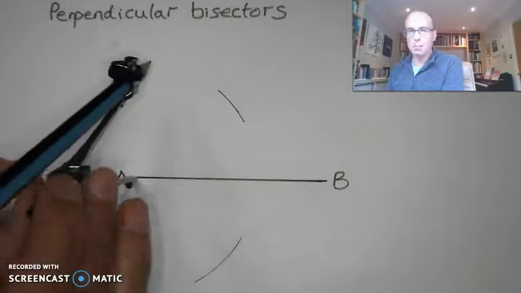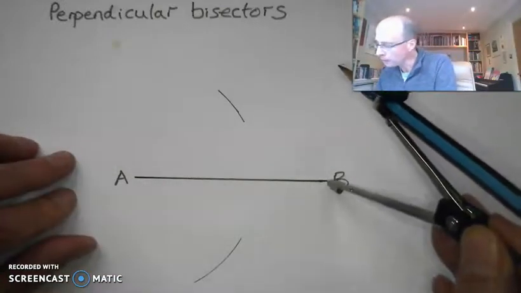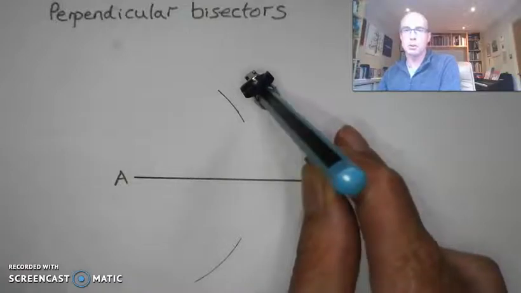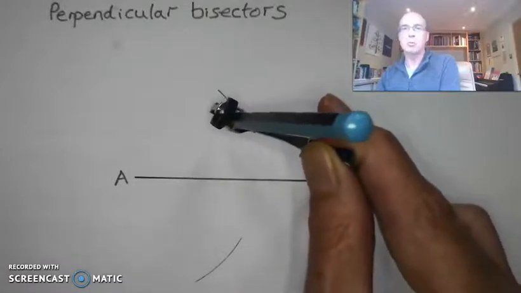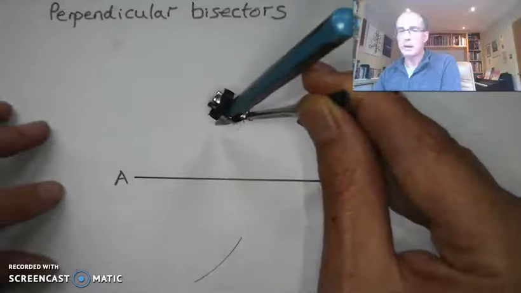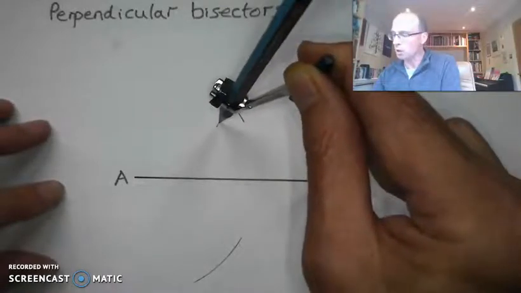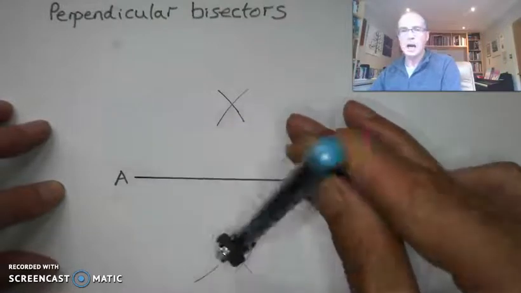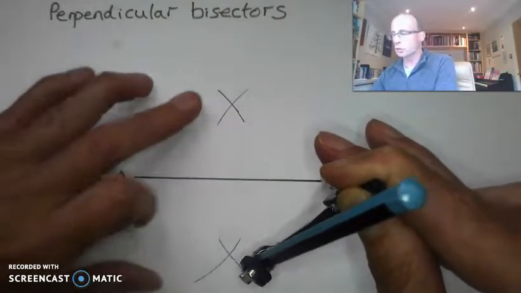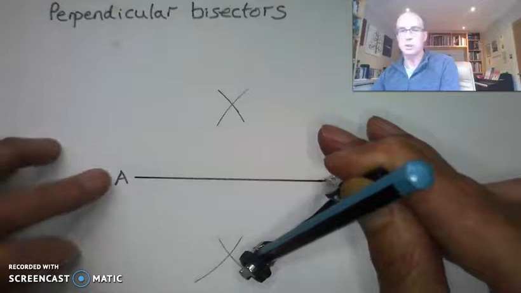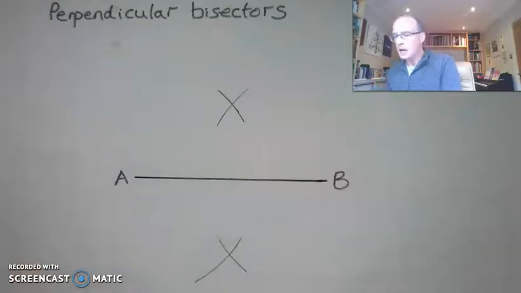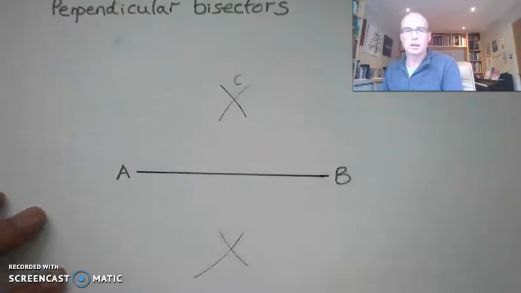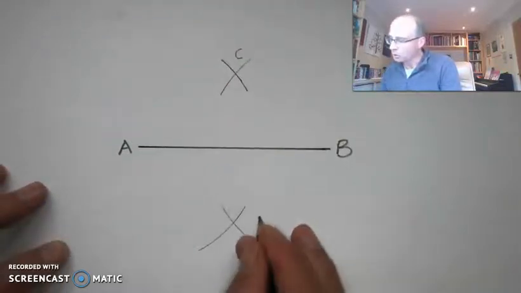I'm then going to move my compass to the point B, and without changing the compass settings, so it's really important, don't open or close your compass up, I'm then going to draw two more arcs. I'm going to draw an arc above, and an arc below. And these should cross the two arcs that I drew from the point A. I'm going to label those up. I'm going to call this one C, and this one D.